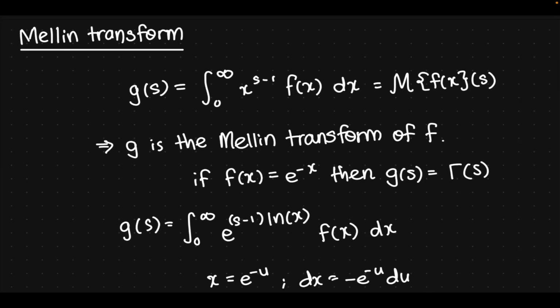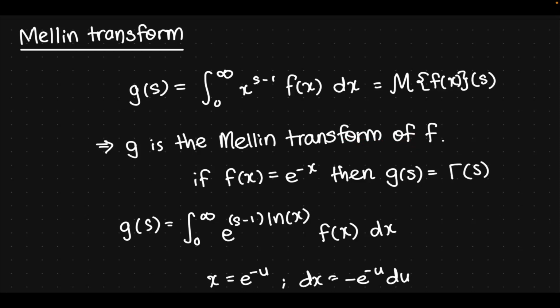Okay, so we have first the definition of the Mellin transform. The Mellin transform of f, which we can write as M of f of x, of s, is a function of s, so we can express that as some g of s. Therefore, the definition is the integral from 0 to infinity of x to the s minus 1 times f of x dx, such that g is the Mellin transform of f.